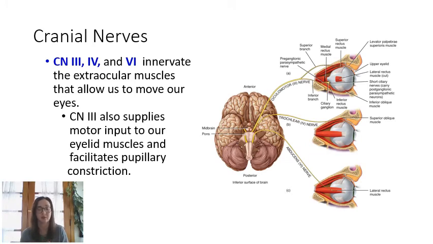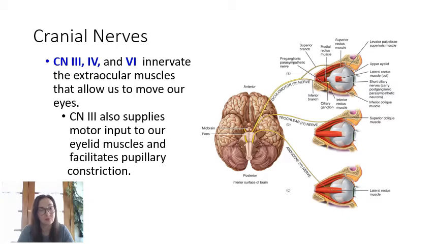So the 3 cranial nerves that are important for those are cranial nerve 3, which is the oculomotor nerve, cranial nerve 4, which is the trochlear nerve, and cranial nerve 6, which is called the abducens nerve. Cranial nerve 3, in addition to supplying most of your extraocular muscles, also helps operate your eyelid and facilitates pupillary constriction. That means it controls the size of your pupils to help you focus in high light and low light situations. So the oculomotor nerve is responsible for most of those extraocular muscles.